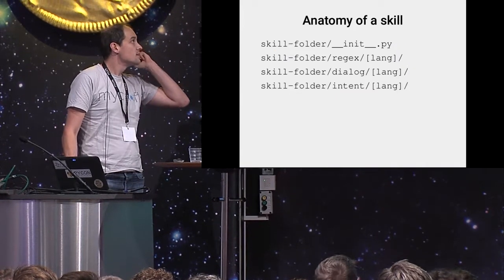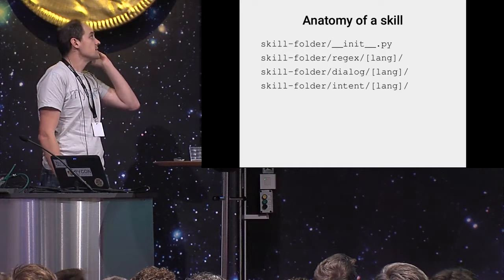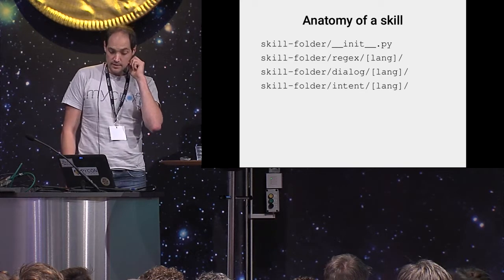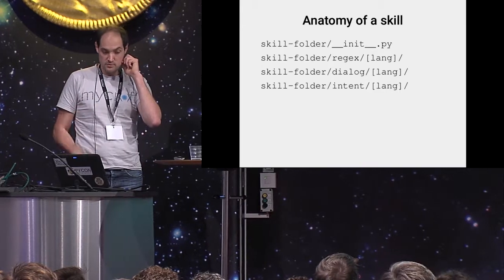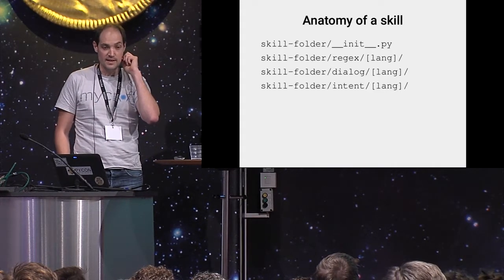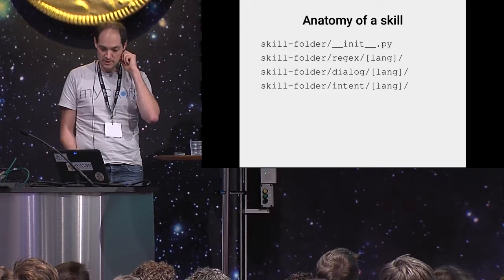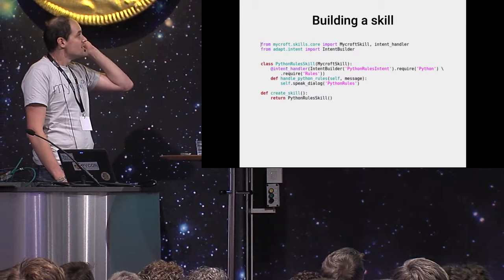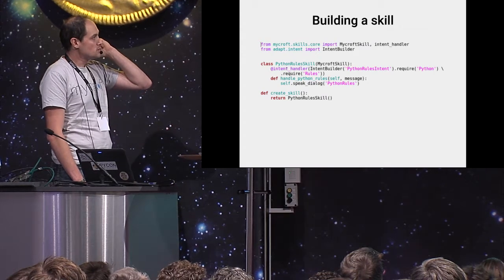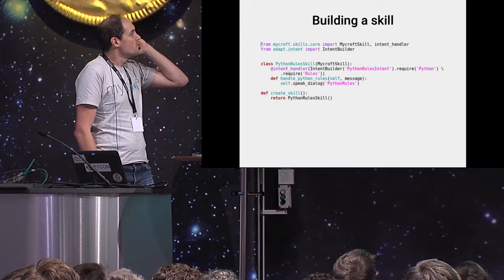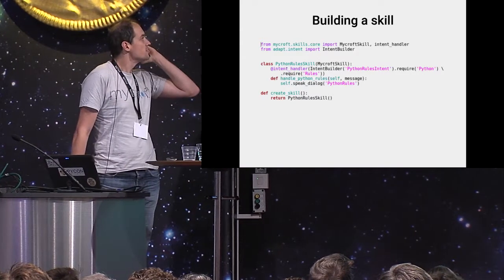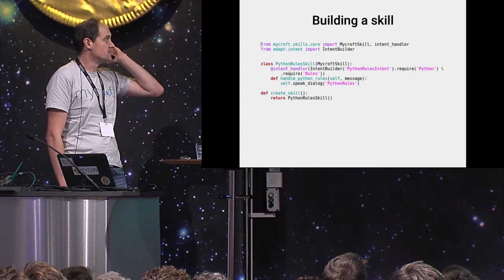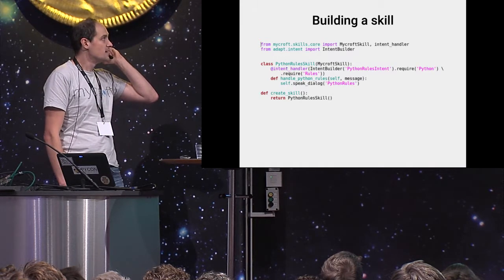So a skill, basically, contains an init.py. It contains a couple of directories with dialogue and intents, which are resources for the intent parser, which determines which skill should be called. So, a simple short skill. This one will look for two keywords. The Python keyword and the rules keyword. So basically any combination of Python and rules in a sentence will be mapped to this function.